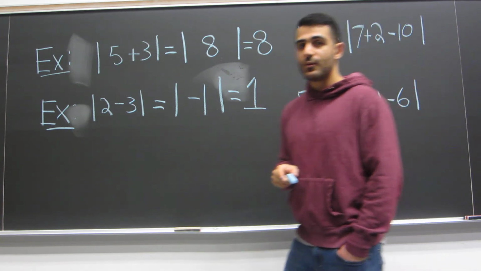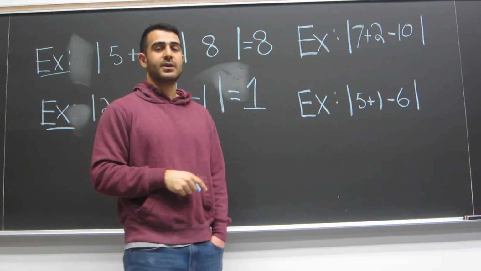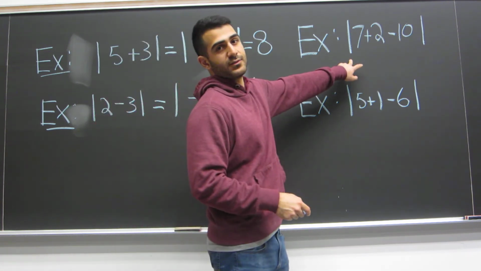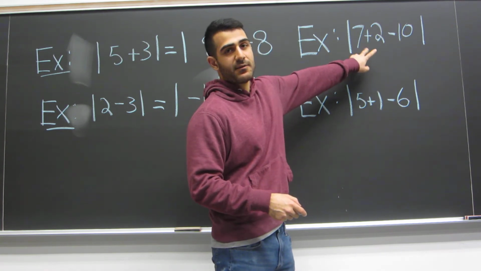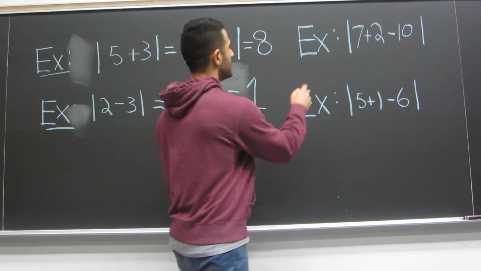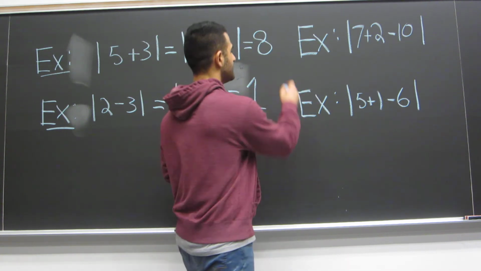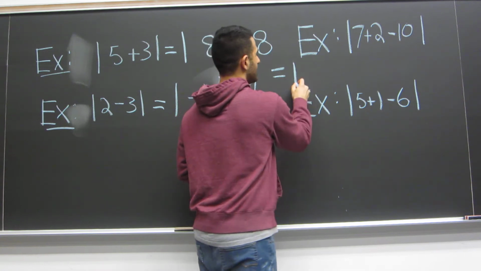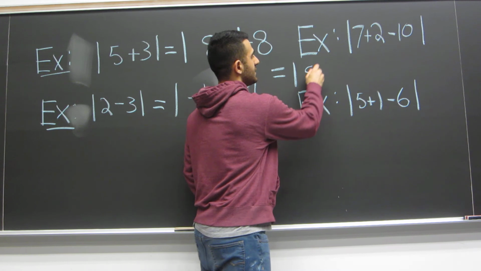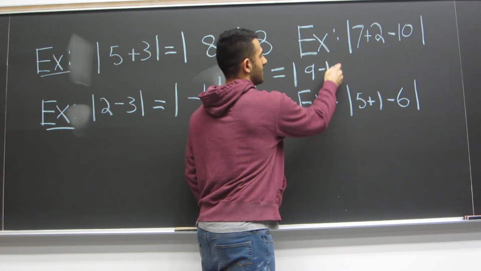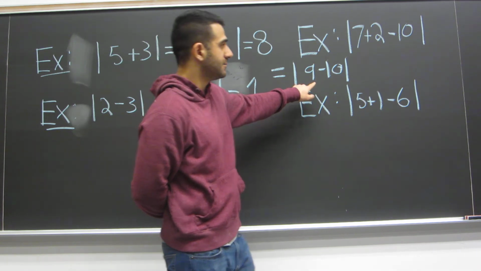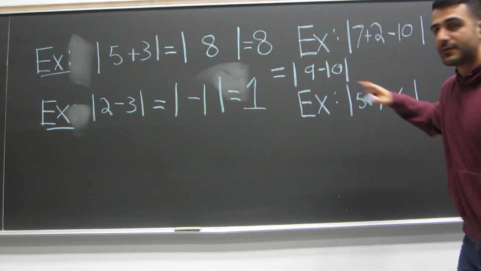Now let's do an example where we have not only addition, but we also have subtraction as well. So let's look at this one. We have the absolute value of 7 plus 2 minus 10. So let's break this up into parts. I'm just going to write it underneath to save some space so the camera can see. So let's just do this part here, 7 plus 2. 7 plus 2 is 9, minus 10. And we kept the absolute value because we can still simplify further.